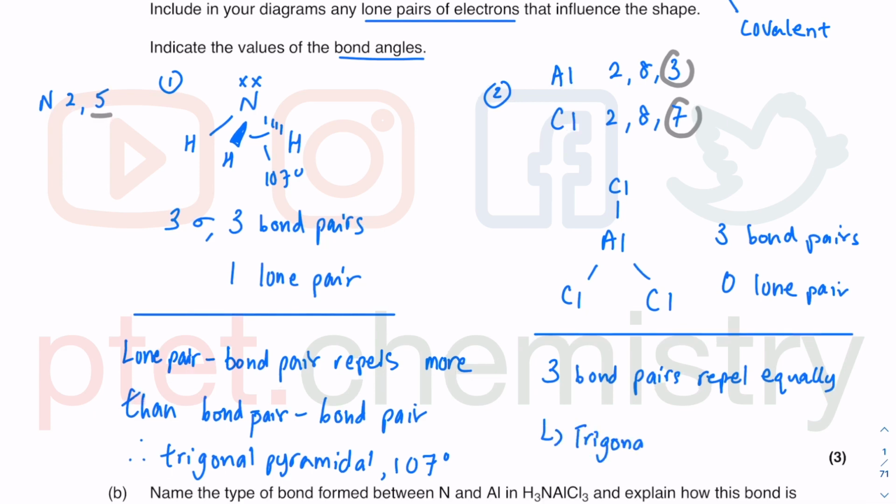It looks a little bit like the Mercedes-Benz logo. There's going to be 360 degrees divided by 3 because this is a totally flat structure. There's 120 degrees there, 120 degrees there, as well as 120 degrees there.